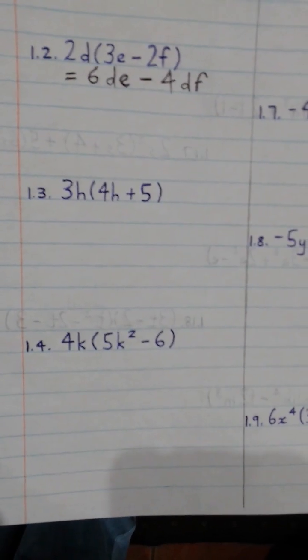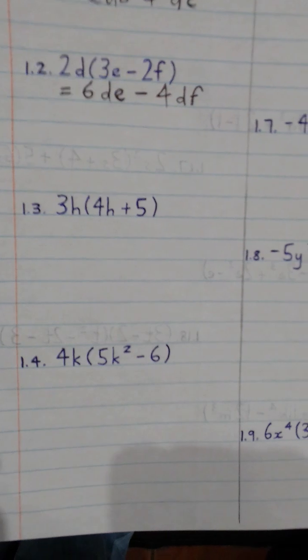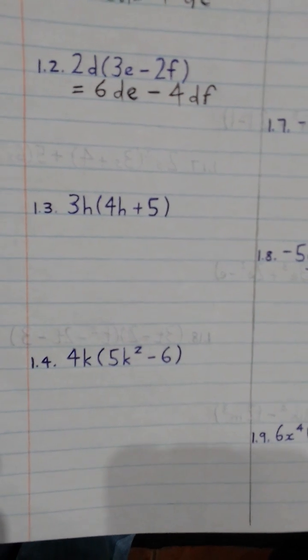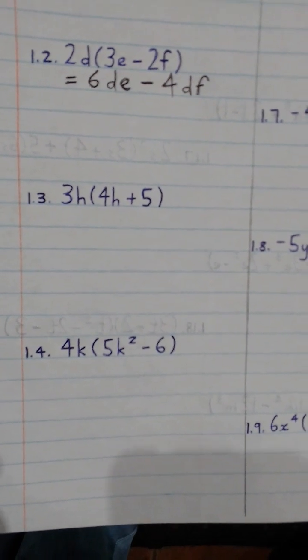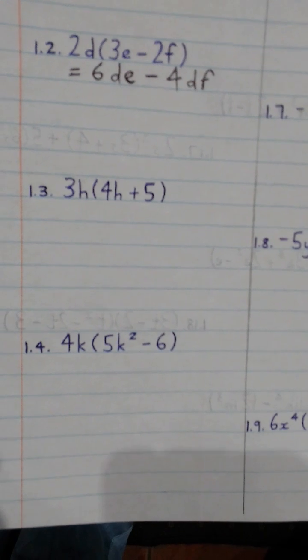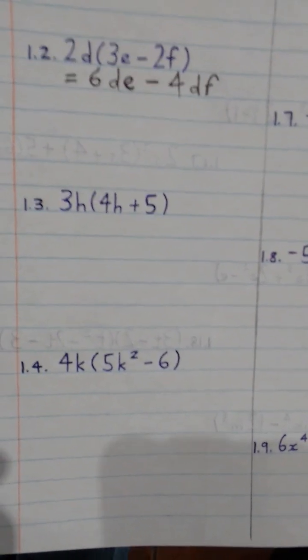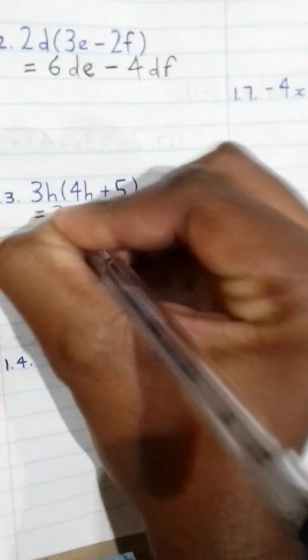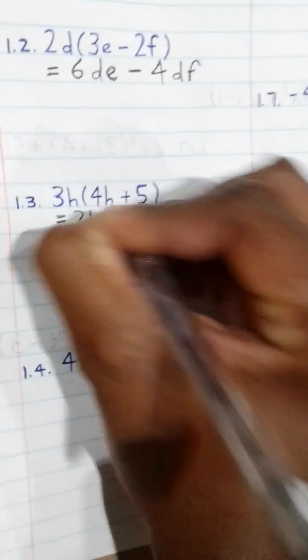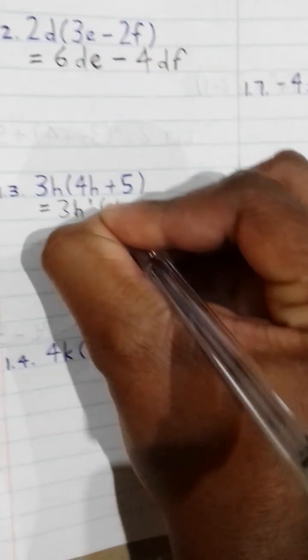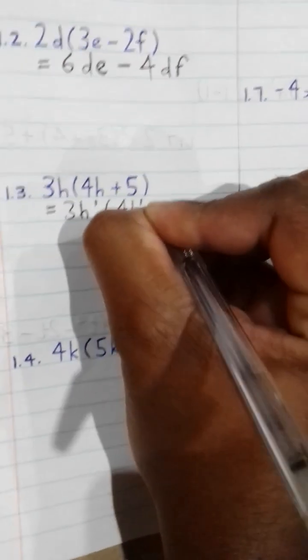1.3, 3h open bracket, 4h plus 5 close bracket. So here outside we have the same variable and inside we have the same variable. So we give everything an exponent. And remember, if the exponent is not written, it is 1. So this is going to be equal to 3h to the power of 1 times 4h to the power of 1 plus 5.